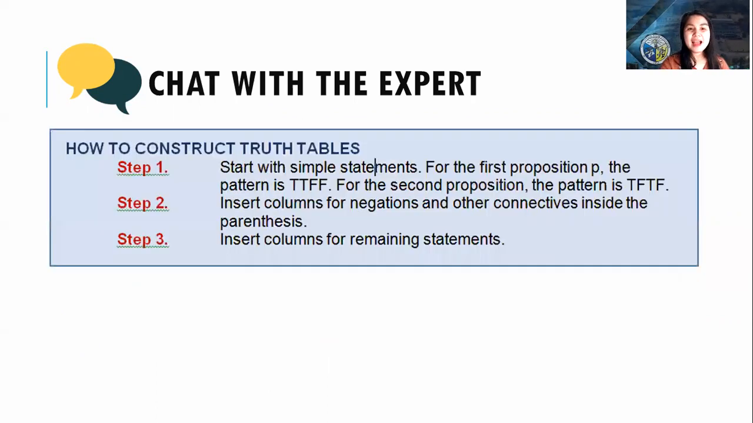Now, how do you construct truth tables? We start with simple statements, like you start first with proposition P. P should be in the pattern true, true, false, false. The second proposition, or your Q, should be in the pattern true, false, true, false. You see they have different patterns, right? Then we add more columns for other connectives. And the last column must have your last statement.